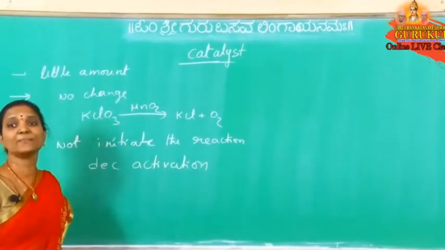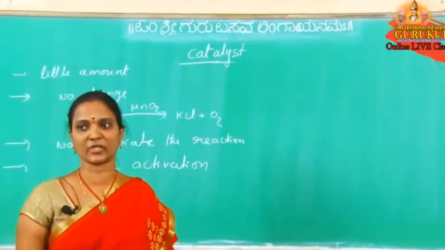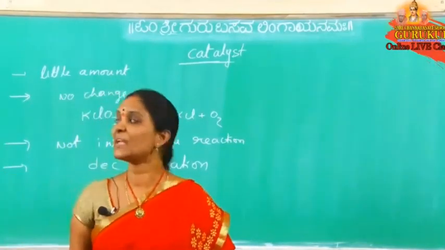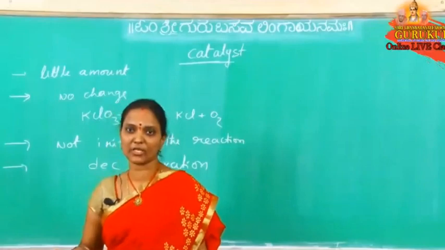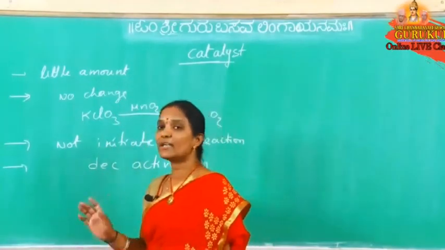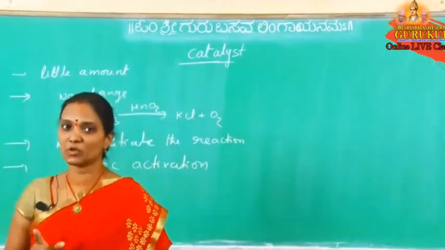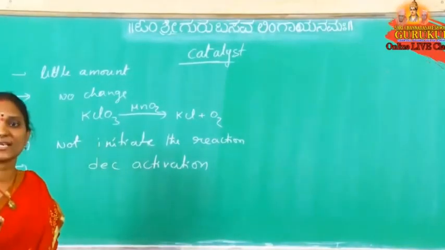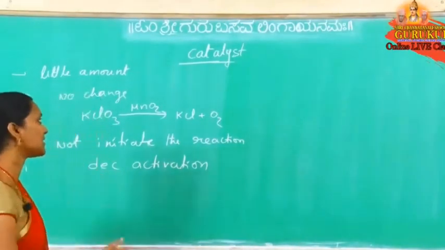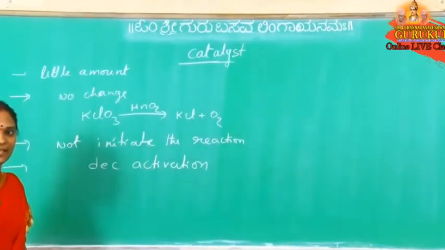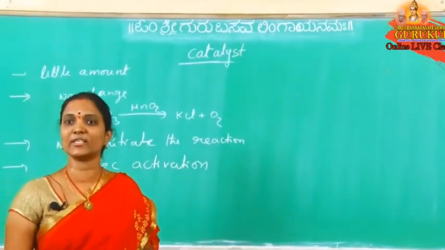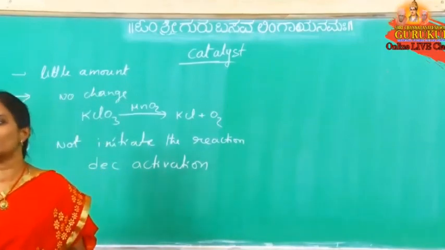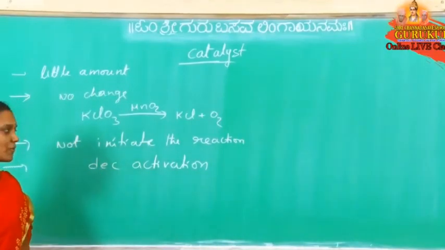So, catalyst means that it alters the rate of reaction. That is a catalyst. A small amount of catalyst is sufficient to alter the rate of reaction. It alters the rate of reaction, but there is no change in chemical composition and no change in mass; the physical state may change. For example, we take MnO2. A catalyst does not initiate the reaction. Once the reaction has started, it alters the rate of reaction and speeds up the process.